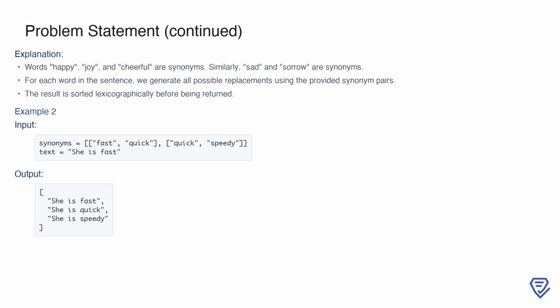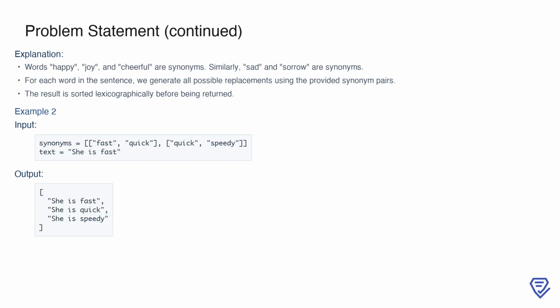In this example, we also see that the synonyms form groups. For instance, happy, joy, and cheerful are connected. This means that if we replace one word, we consider all synonymous options within its group. Similarly, sad and sorrow are another group. The goal is to systematically replace each word in the sentence, considering all valid synonyms, and then return the sentences in sorted order.